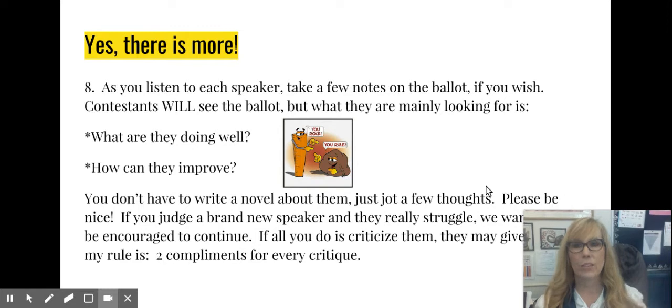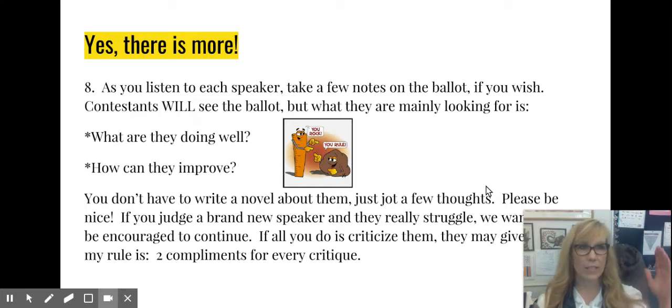All right. As you listen to each speaker, take notes on the ballot. Contestants will see this ballot, and what they're mainly looking for is, what did they do well? Please compliment them. And how can they improve? Please be really kind. Some of our debaters, like right now, I have kids going to their very first tournaments. Some of them aren't great yet. They're going to end up being awesome as long as you encourage them.